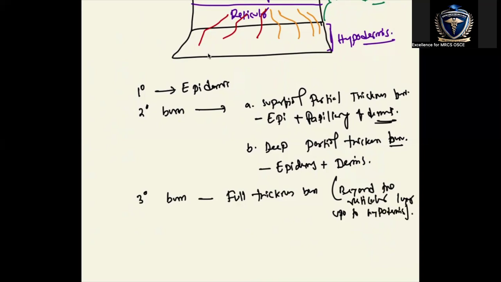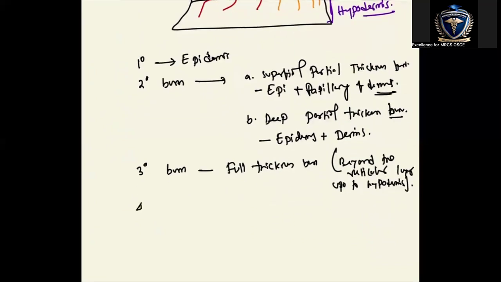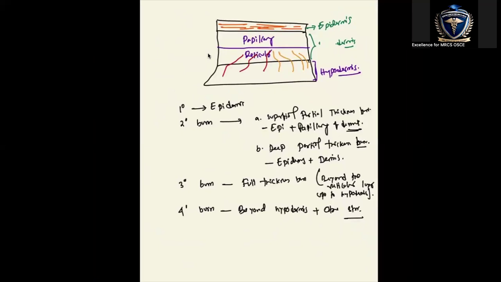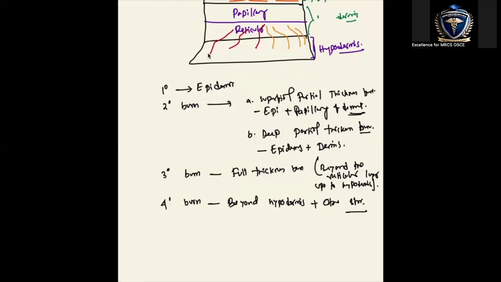Dr. Nahida, are you here? And fourth degree burn, Dr. Nashid, are you here? Beyond hypodermis plus other structures. These are the classification of the burn. So burn is classified into 4 degrees mainly. First degree is epidermis. Second degree burn is superficial partial thickness and deep partial thickness. Third degree burn is full thickness burn, and fourth degree burn is beyond hypodermis, which involves other structures.